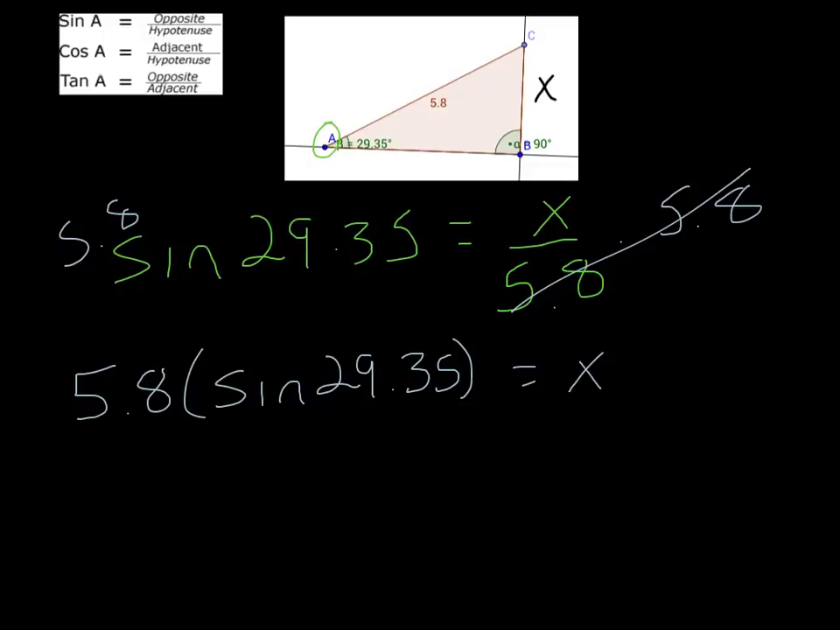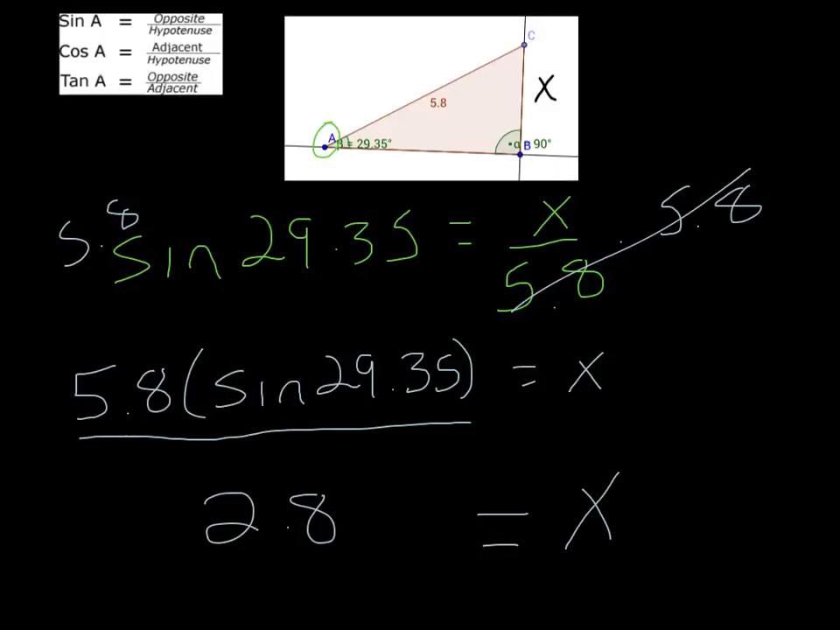So put that thing in your calculator, and you should find out that x equals, make sure your calculator is on the degree mode, not the radian mode, x equals 2.843. Yeah, let's get at least three or four digits in there.